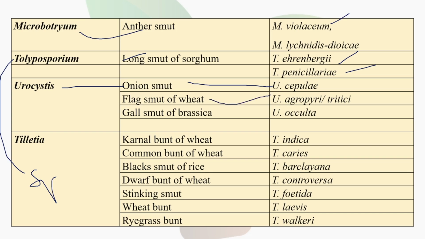Flag smut of wheat, Urocystis agropyri. Actually, this flag smut of wheat was introduced into India from Australia in 1906. In 1906, this disease was actually introduced to India from Australia.